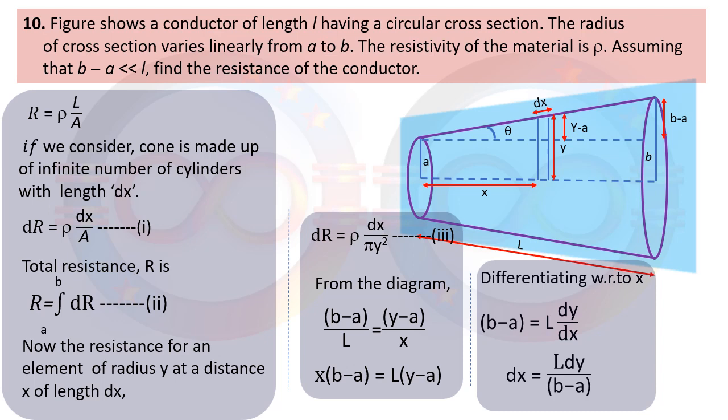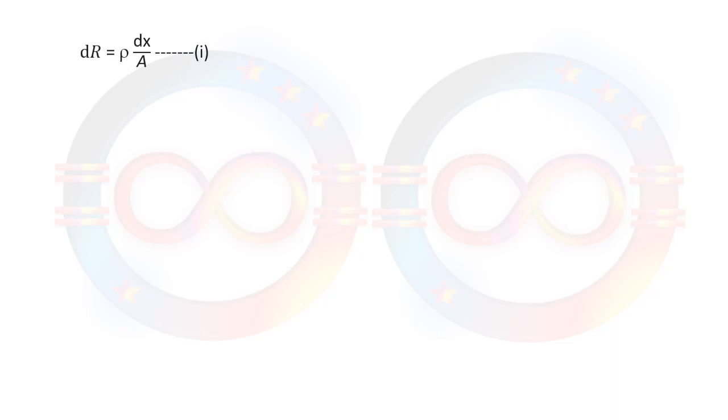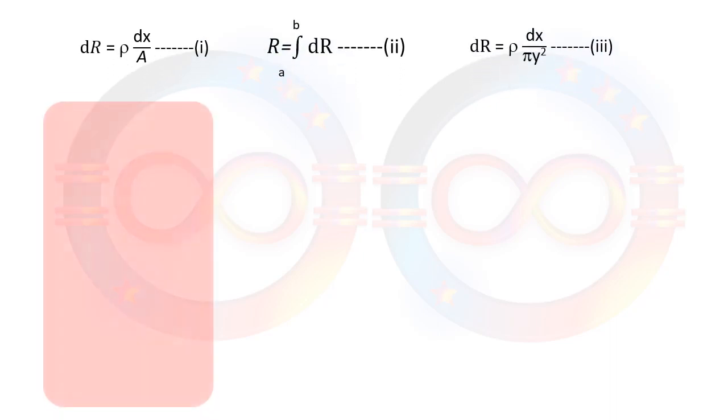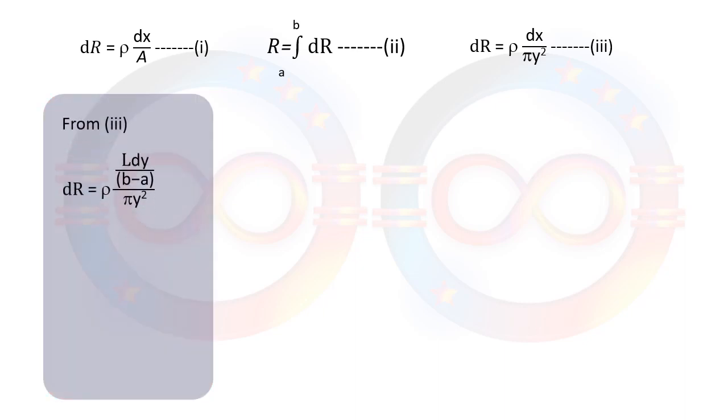Now, if we take equations 1, 2 and 3 from the previous part, in equation first, we are going to put the value of dx as l dy upon (b minus a). So rho dx upon pi y square, rho dx is rho l dy upon (b minus a), over pi y square, and then we are going to simplify, it is rho l dy upon (b minus a) pi y square.